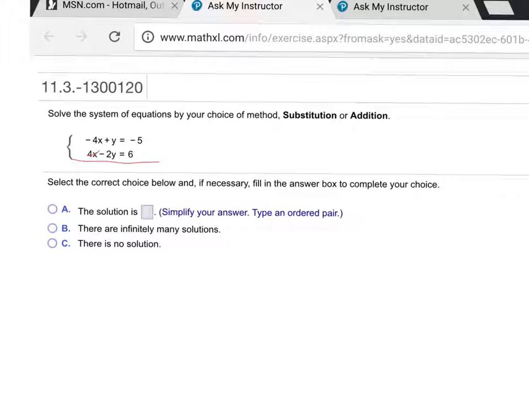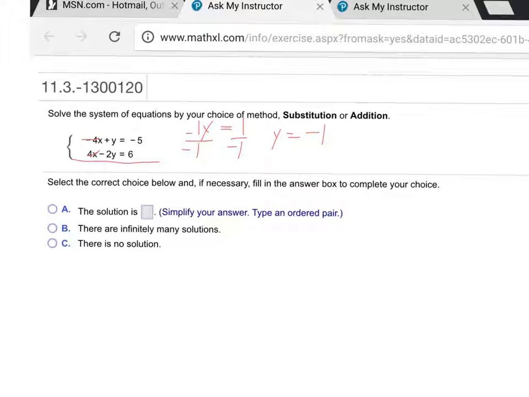Our 4's, our x terms are gone. So we have a -1y equals 1, dividing by -1, dividing by -1. So we know y equals -1. And because this is a point of intersection, it has to work in both of those equations.